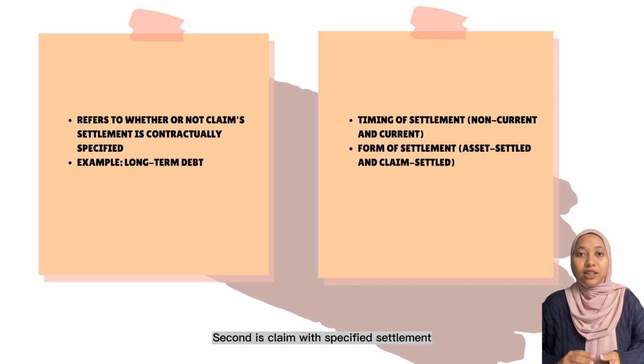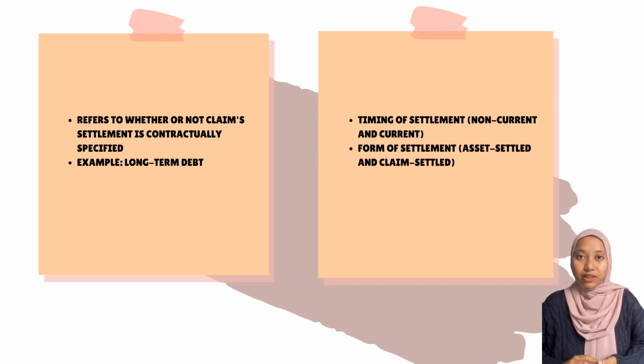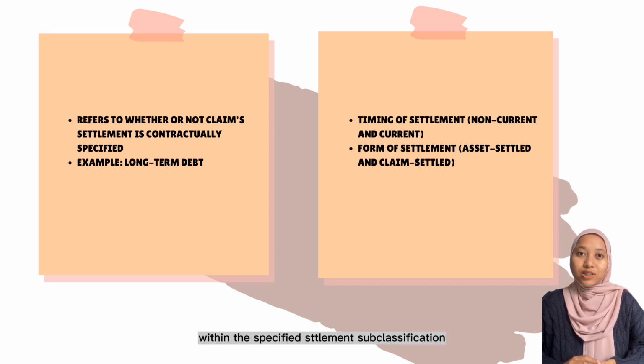And second, claims with specified settlement could be further sorted into secondary subspecifications for timing of settlement, current and non-current, and form of settlement, asset-settled and claim-settled. For example, a long-term debt claim could be presented within the specified settlement subspecification as non-current asset-settled liabilities. In contrast, a currently exercisable employee stock option could be presented within the specified settlement subspecification as current claim-settled liabilities.